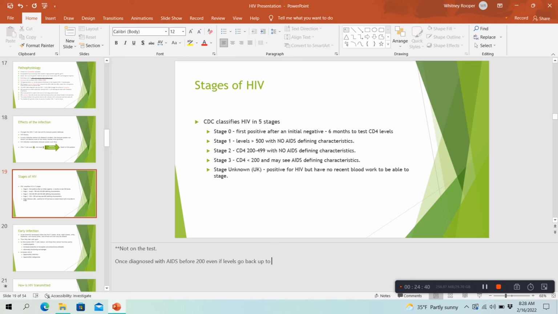Now, this is another important saying that you should always remember. Everyone who has AIDS has HIV, but not everyone who has HIV has AIDS, because some people get those two terms confused.